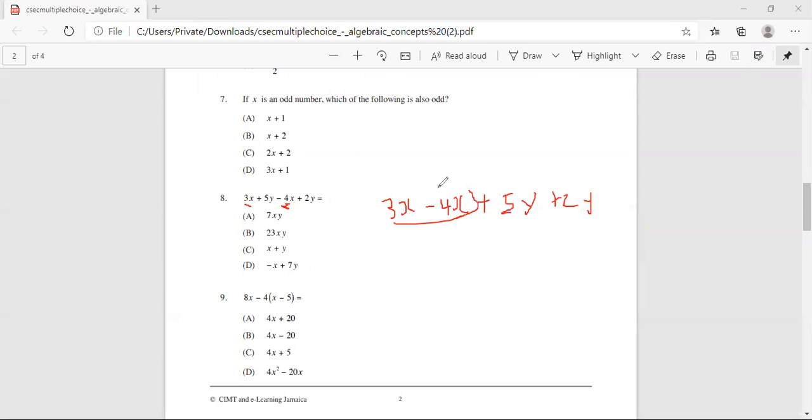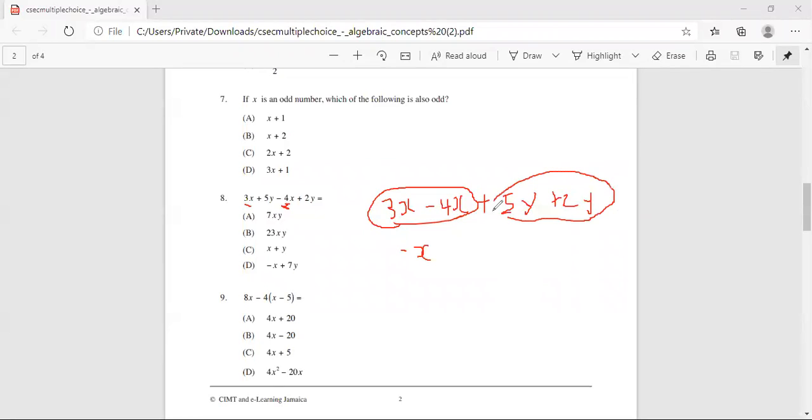So this answer will give me what? 3 minus 4. Minus 1. Someone said 1? Minus 1. Good. Because it's a -1, it will be -1x. But we don't say -1x. In this case, we just say -x. Negative x. Good.